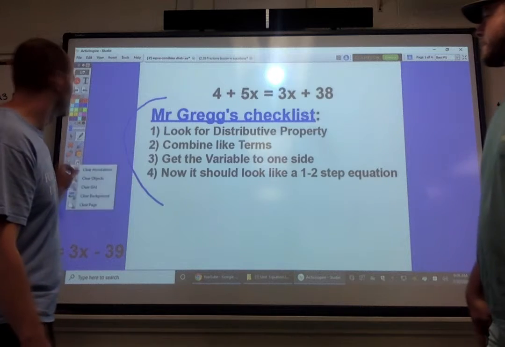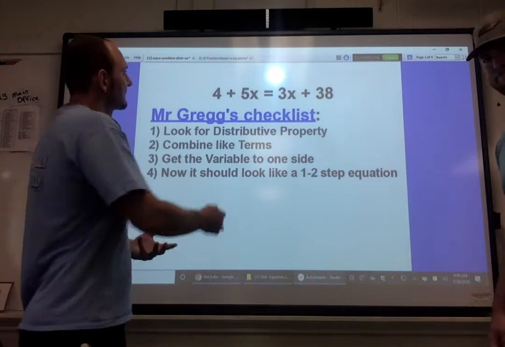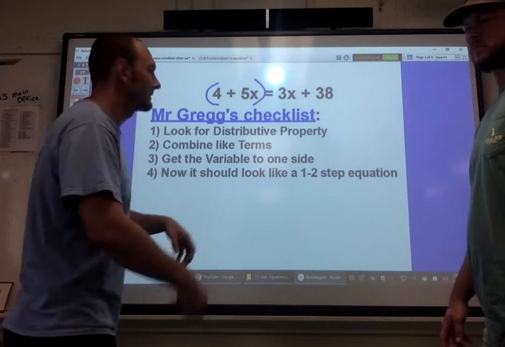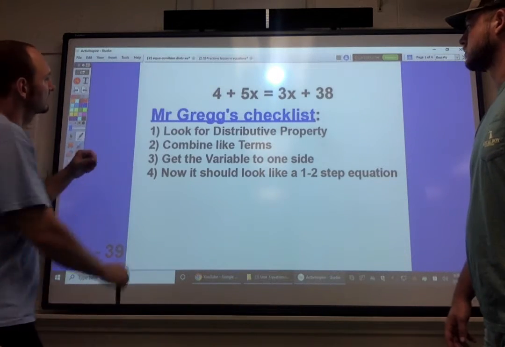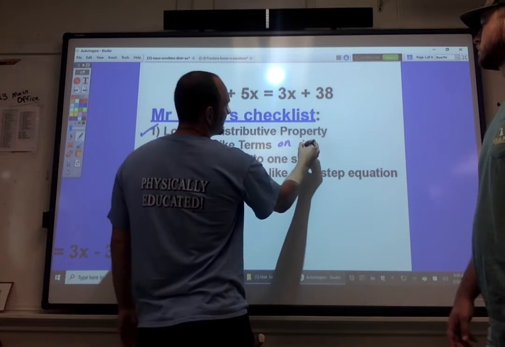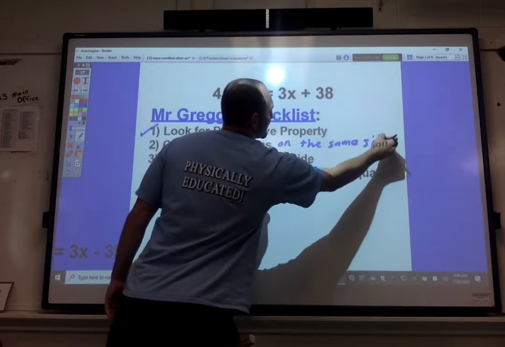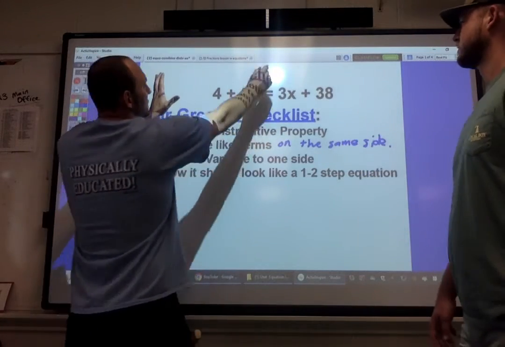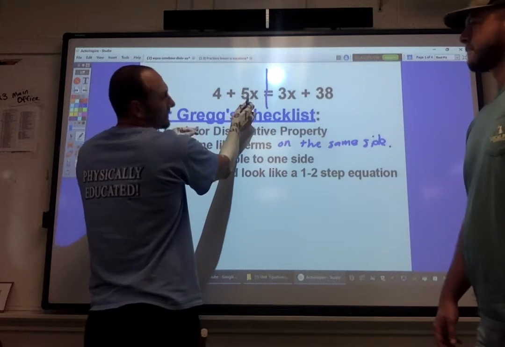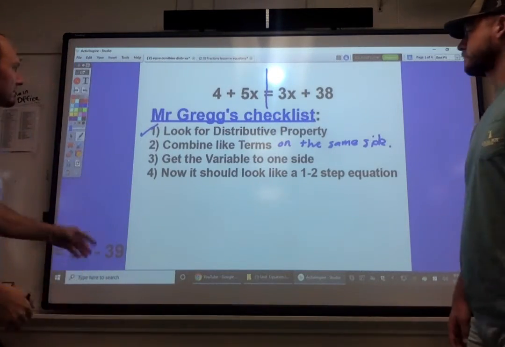So first I'm going to look at my equation up here. Do I have the distributive property anywhere? Because if things are inside parentheses, we got to remove that parenthesis somehow to get to it. So I don't have distributive property. Check. Do I have any like terms on the same side? As I look on this side of the equal sign, I have a constant and a variable term. Different things. Variable term, constant. Different things. So now I'm good.